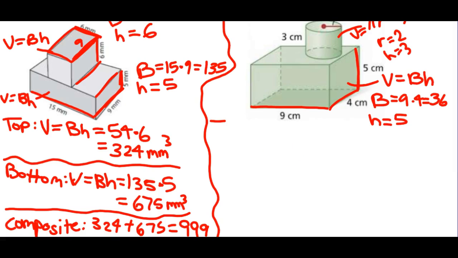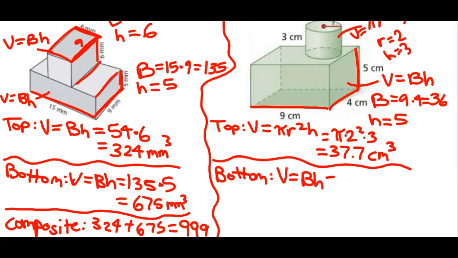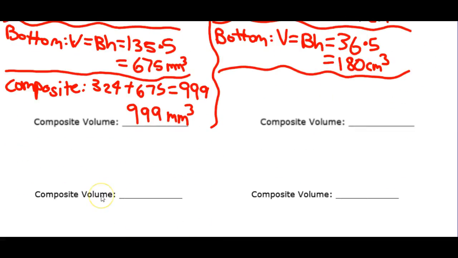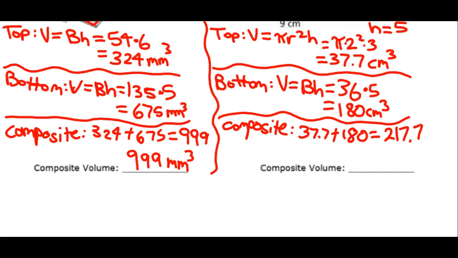So top, V equals pi r squared H. Is pi times 2 squared times 3, which is 37.7 centimeters cubed. The bottom is big BH, so 36 times 5, which is 180 centimeters cubed. You can plug that in the calculator to get that. And then for composite, we add them together and we're going to get 217.7 centimeters cubed.